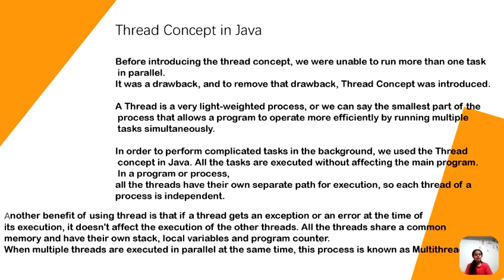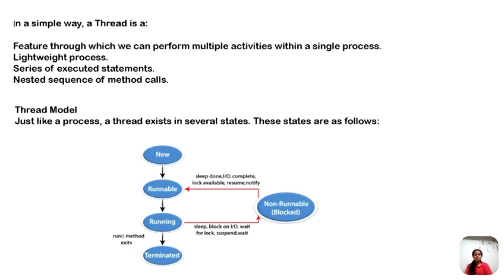Another benefit of using threads is that if a thread gets an exception or an error during its execution, it does not affect the execution of the other threads. All the threads share a common memory and have their own stack, local variables, and program counter. When multiple threads are executed in parallel at the same time, this process is known as multi-threading. In a simple way, a thread is a feature through which we can perform multiple activities within a single process. It is a lightweight process, a series of executed statements, a nested sequence of method calls.